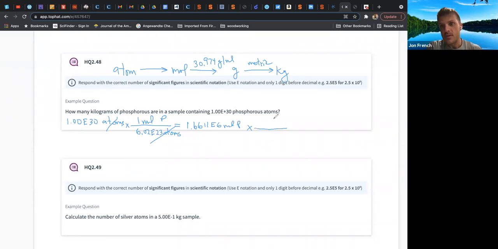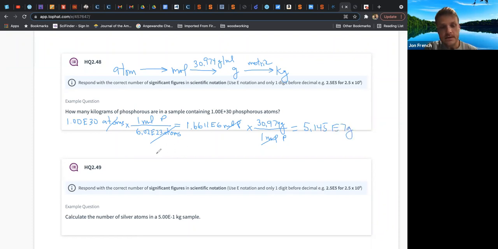From there, I went to the periodic table next to look up that phosphorus is 30.974 grams per mole. So I can relate moles and mass from the periodic table. For every 1 mole, I need 30.974 grams of phosphorus. So moles of phosphorus cancel out, and I'm left with grams. So I'm going to multiply by 30.974 and I get 5.145 E to the 7 grams.